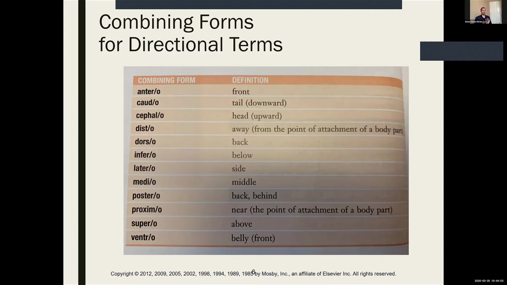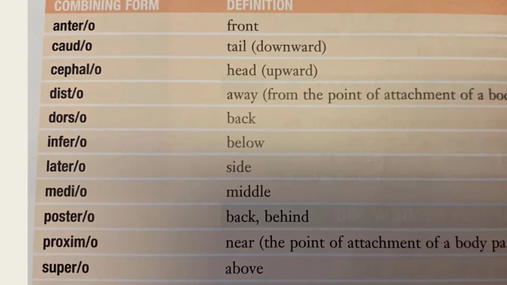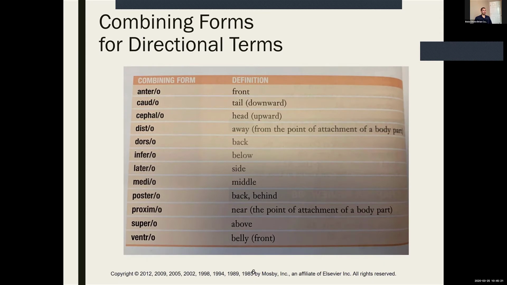Caud or caudo is tail. So if you say the caudal, that's talking about the end or the tail, or like the butt, the downward position of the patient. Cephalo or cephal, so like cephalic, that would be head or upward, in speaking. Disto, we already talked about away from the point of attachment, so like distal. Infer being below, latter being side, medi, like medial being the middle. And then poster or postero, meaning back or behind.